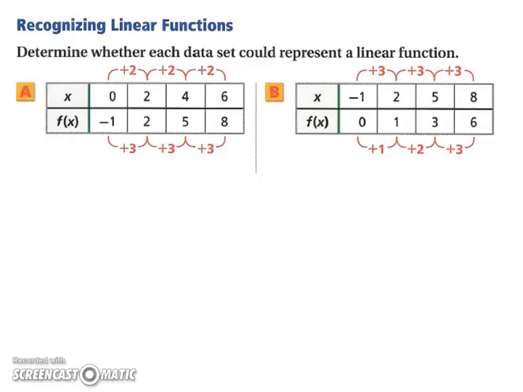Alright, let's start by learning to recognize a linear function. So for something to be linear, you have to have a constant change in both x and f of x. So for x, you're going up by 2 each time, so that one's good to go. Now our f of x is changing by positive 3, positive 3, positive 3. So because the change is constant, the data set is linear. So yes, it's linear.